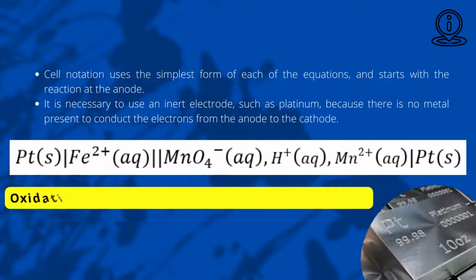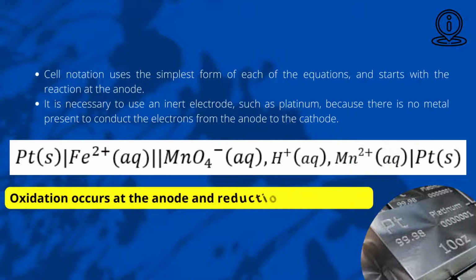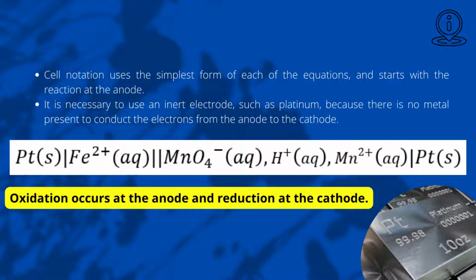Cell notation uses the simplest form of each of the equations, and starts with the reaction at the anode. It is necessary to use an inert electrode, such as platinum, because there is no metal present to conduct the electrons from the anode to the cathode. No concentrations were specified, so oxidation occurs at the anode and reduction at the cathode.